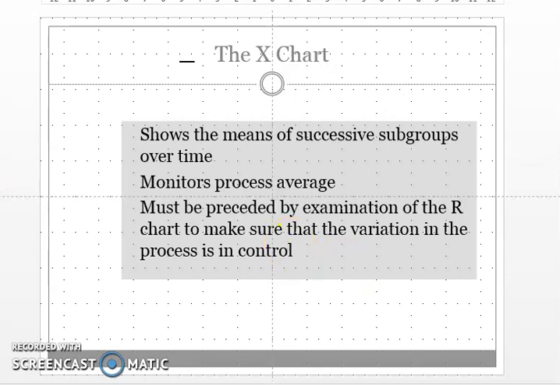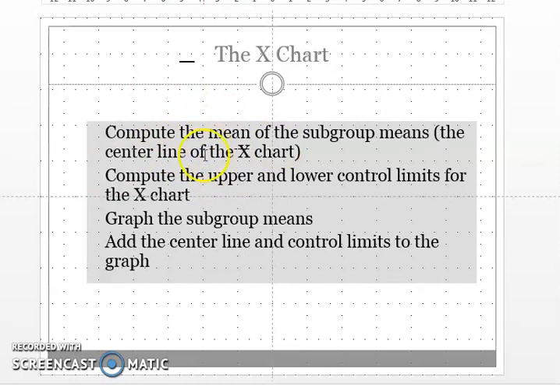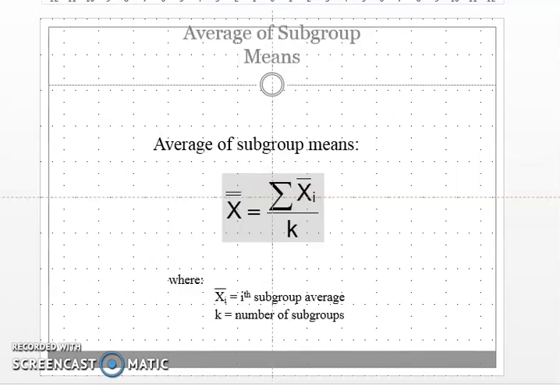Now see, next we have to compute the mean of subgroup means. With that value we have to draw the center line of the X bar chart. Then you have to compute the upper control limit and lower control limit as we have calculated for R chart. Then graph the subgroup means, add the center line and control limits to the graph. The procedure is as usual, just like our R chart.